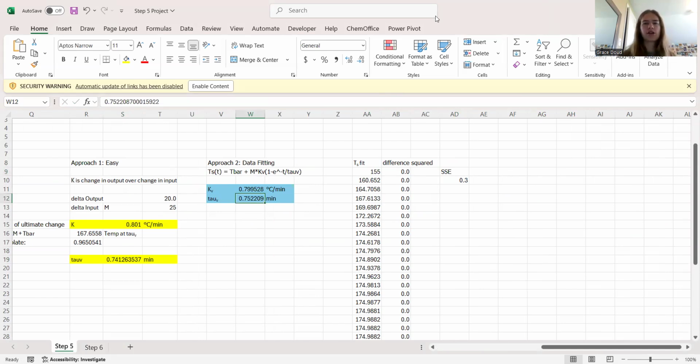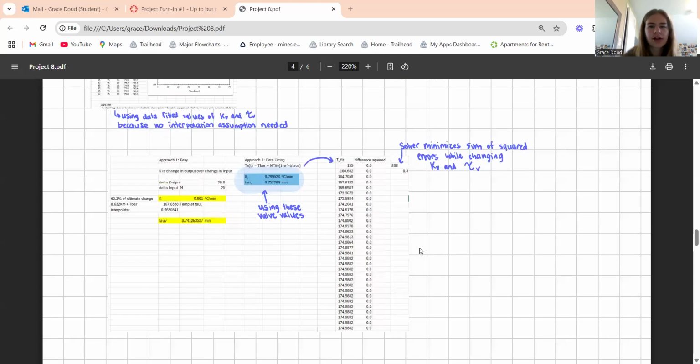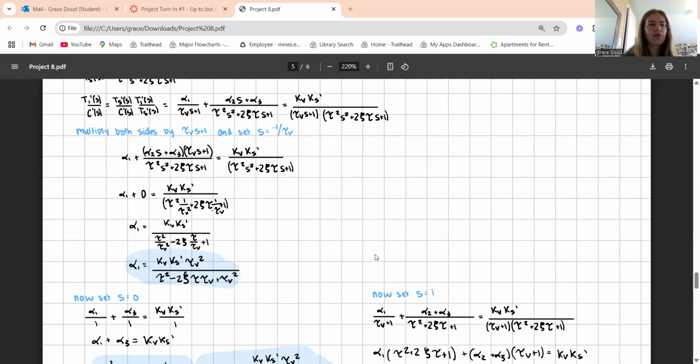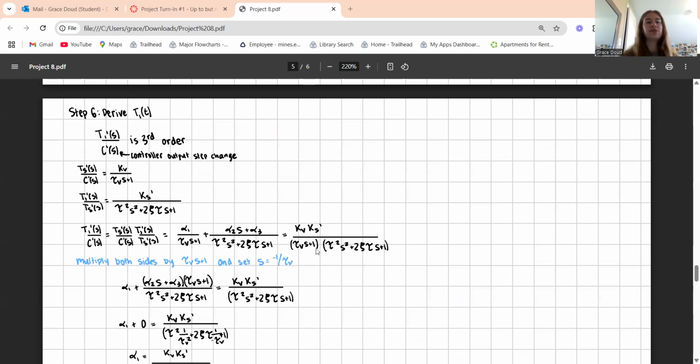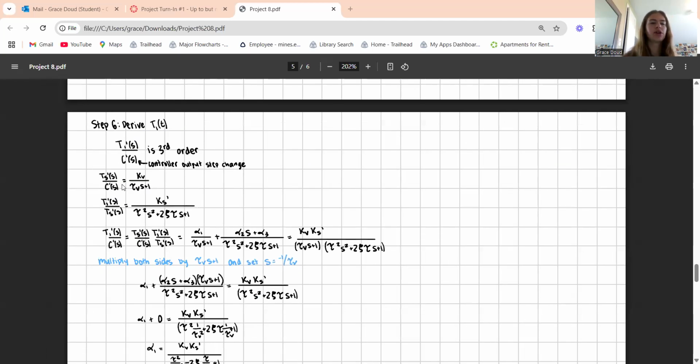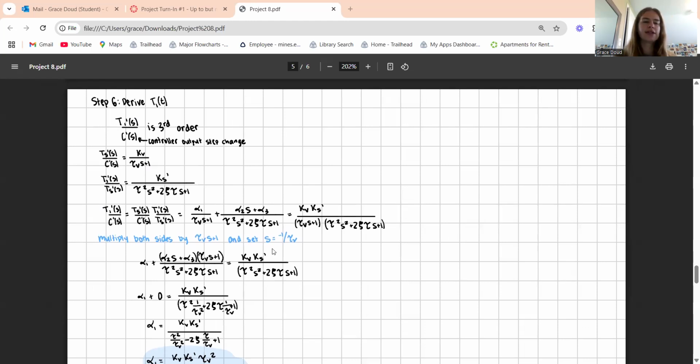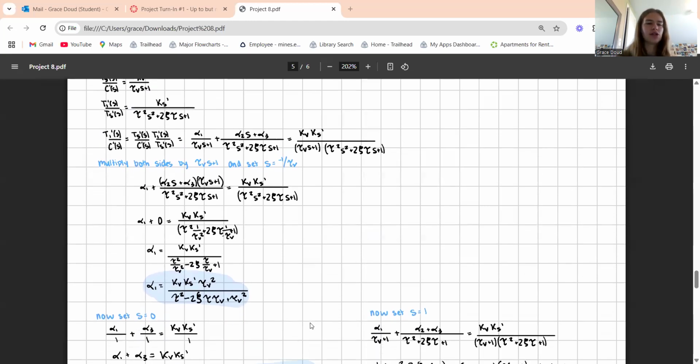I'm going to go back to the project. Okay, perfect. I pretty much talked about this. And now we derived T1 of t. We know that T1 prime over C prime is going to be third order because the steam temperature valve is first order, and then the T1 prime over TS is second order, which we know from above. We can do a Heaviside equation for this, and then we need to multiply a bunch of stuff out to get all of our alpha 1, 2, and 3.